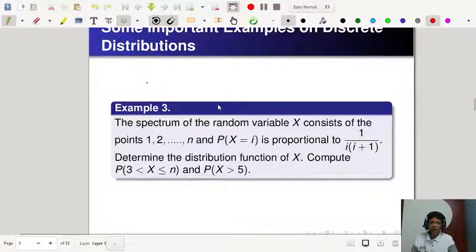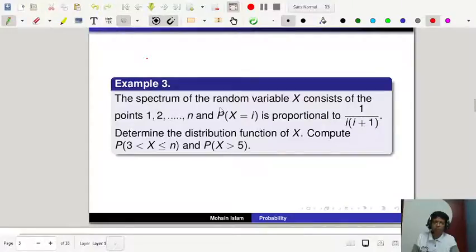Next, number 3. Spectrum of the random variable x consists of the points 1 to n, and probability of x equal to i is proportional to 1 by i into i plus 1. So determine the distribution function of x and compute these probabilities. So that is the problem. Already the spectrum is given in the problem, and probability of x equal to i is given as proportional to 1 by i into i plus 1.